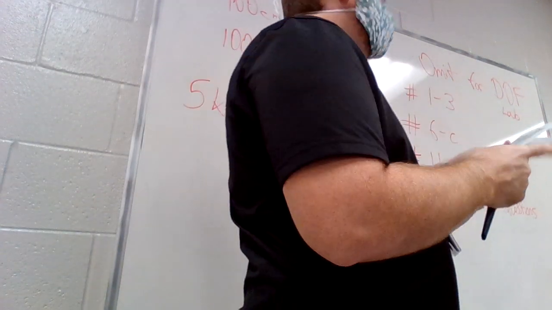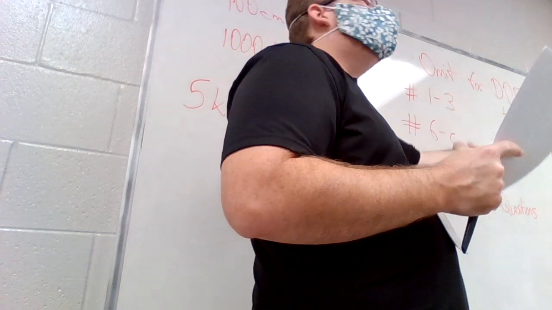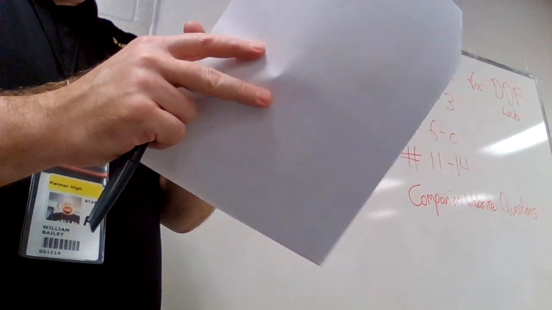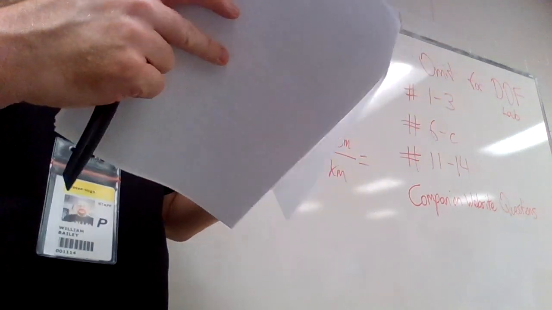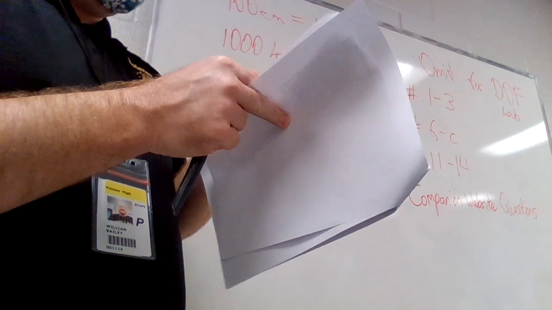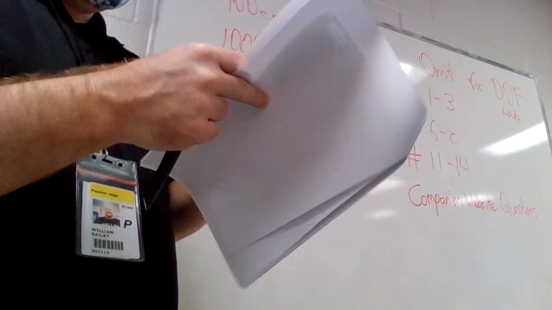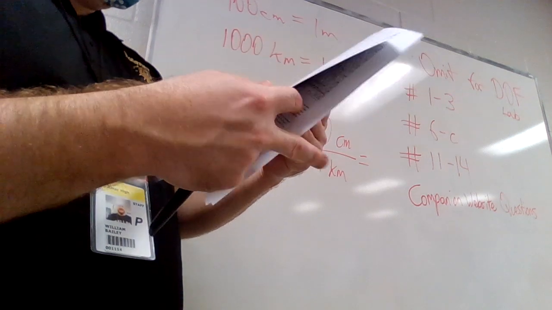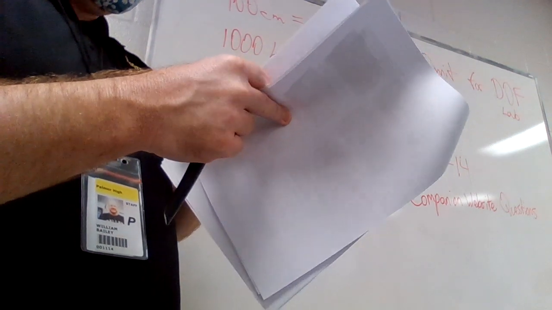Number 6, but not the entire number 6, just part C. So you still need to do 6A and 6B. Just don't worry about part C for number 6. You can cross out 11, 12, 13, and 14. 11, 12, 13, and 14, do not answer those.